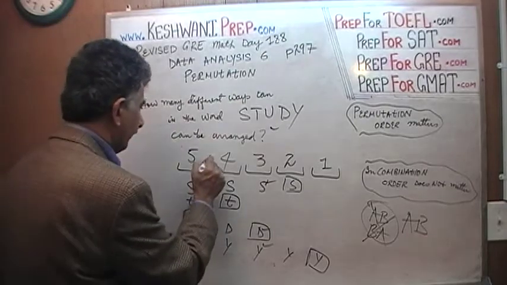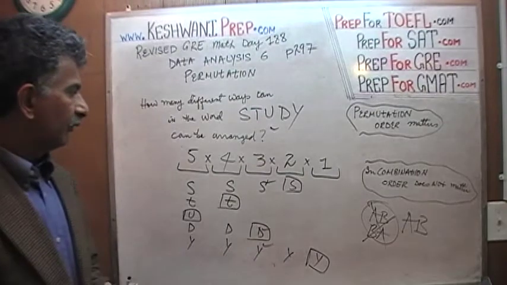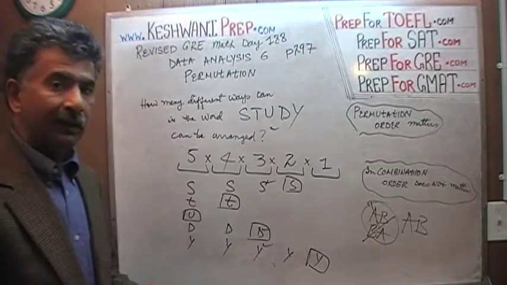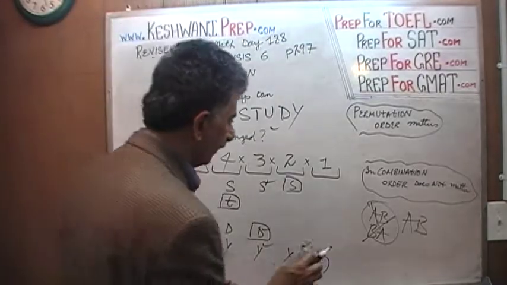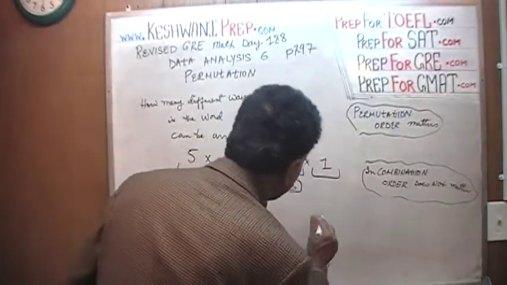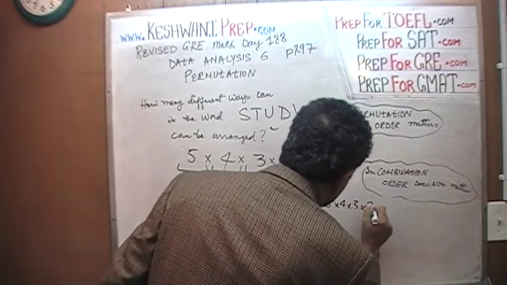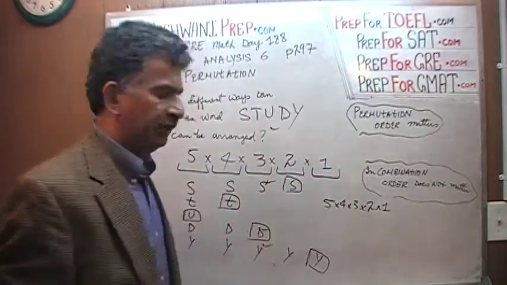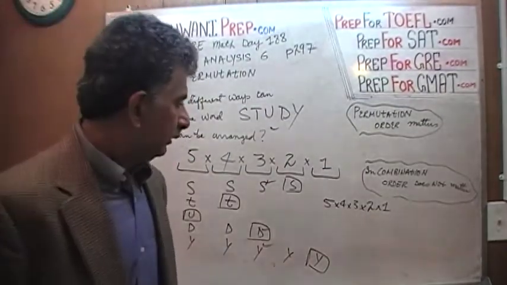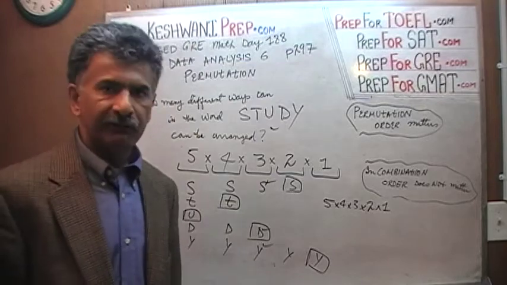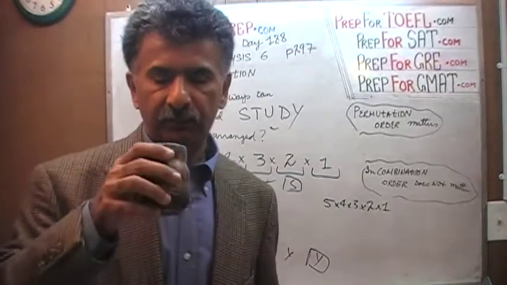And the answer is going to be 5 times 4 times 3 times 2 times 1. That has a name in mathematics. This is how we write it: 5 times 4 times 3 times 2 times 1. Mathematicians feel silly going around saying 5 times 4 times 3 times 2 times 1. It is too much to say.